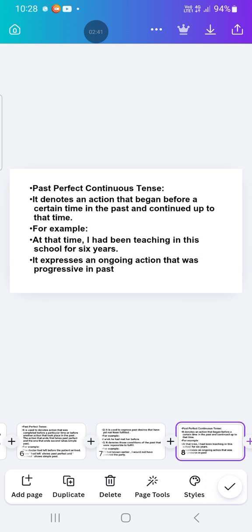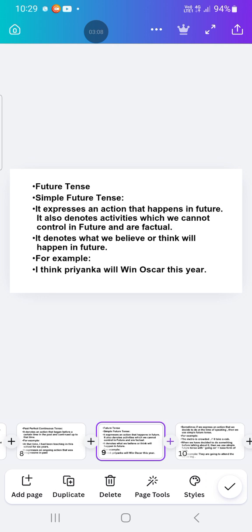The next type is past perfect continuous tense. It denotes an action that began before a certain time in the past and continued up to that time. For example, at that time, I had been teaching in this school for 6 years. It expresses an ongoing action that was progressive in past.